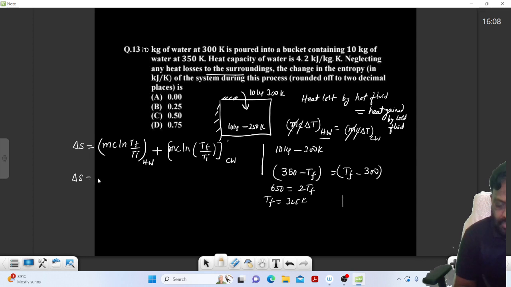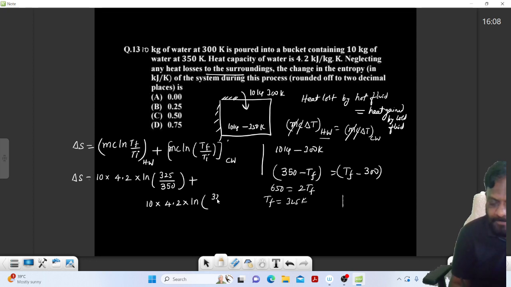What is the mass of hot water? 10. Specific heat of hot water 4.2 into ln. The final temperature of hot water is 325 and the initial temperature of hot water is 350, plus m is 10 for cold fluid. Specific heat is 4.2 ln. The final temperature of both is 325 and the initial temperature of cold fluid is 300.